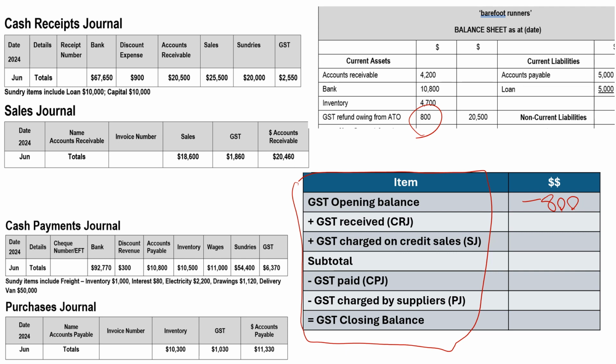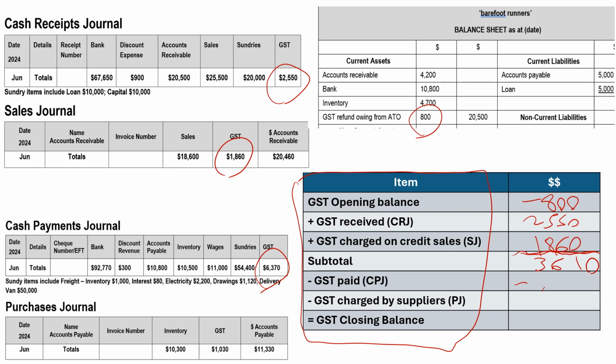Then we go to our CRJ, and we've got a positive figure, so we need to be a bit careful with our positive and negative. We've got 1,860, also a positive figure because we've charged that on behalf of the ATO. Again, just to make the maths a bit easier, let's work out a subtotal. So we've got minus 800. If we add these two together and subtract the 800, we should get 3,610. Positive figure. Okay, then we subtract our GST paid.